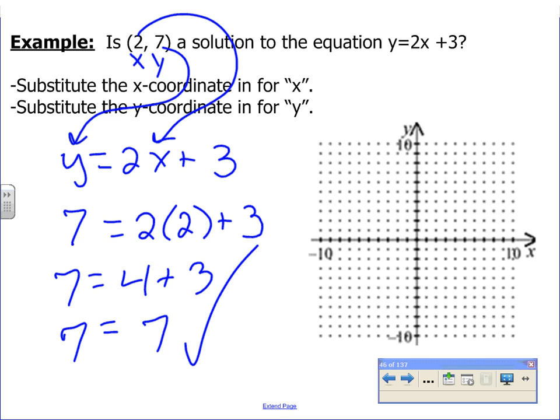Basically, your answer here is yes, (2, 7) is a linear combination of y equals 2x plus 3. Which means if we graph that, that is a point on the line of the equation. So let's graph it. I want you to sketch a graph. I have it on my notes. If you look at mine, sketch a graph next to that problem. There's some room on the side.